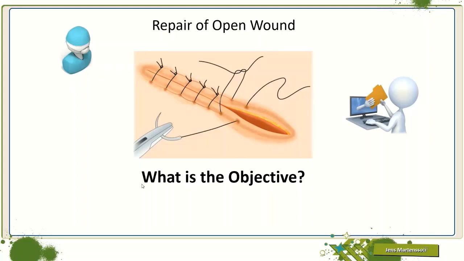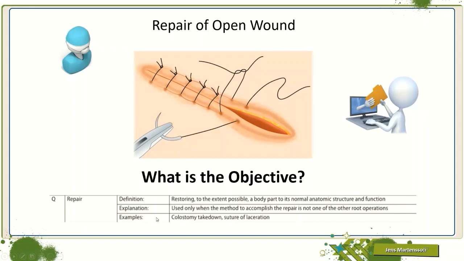And remember, coders, in order to choose the correct root operation, you select one of the 31 choices, think about the full extent of the procedure, and to check it, your procedure must match the full definition of that root operation that you select. Indeed, 100% of you have said repair. And the definition is restoring to the extent possible a body part to its normal anatomic structure and function. Absolutely. Does anybody dispute that?